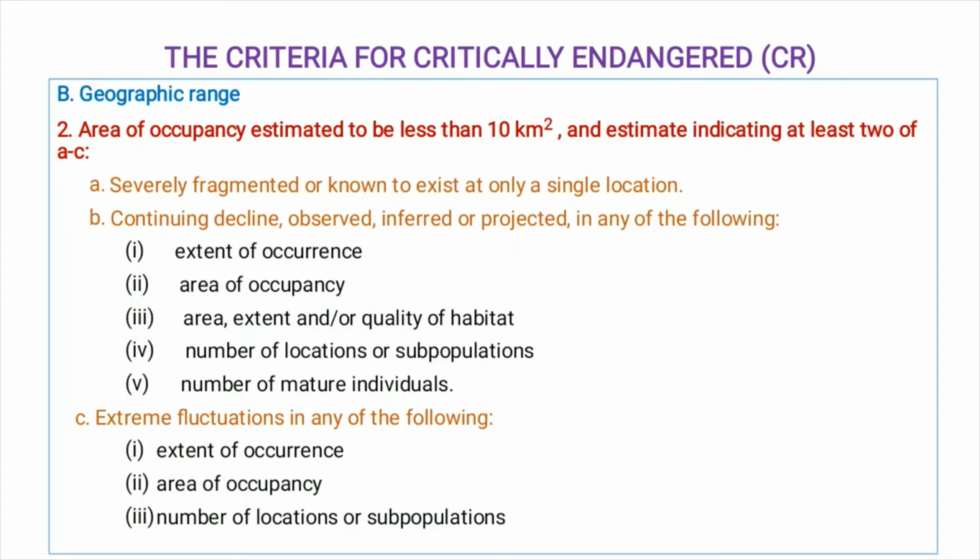There is a continuous decline that is observed or is expected in the future. There is a continuous decline in extent of occurrence, area of occupancy, area, extent, or quality of habitat, number of locations or subpopulations, and number of mature individuals, and extreme fluctuations have been observed or estimated to occur in the extent of occurrence of the species, area of occupancy of the species, and the number of locations or subpopulations.